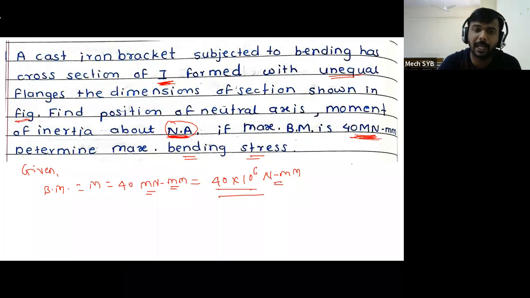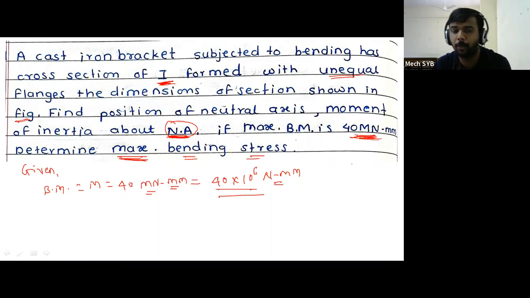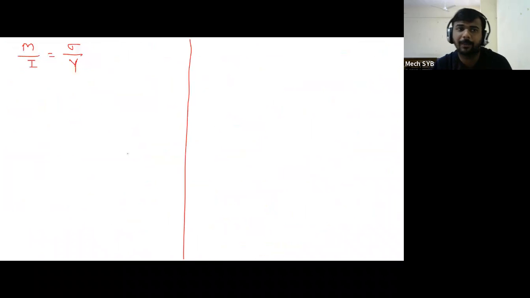But here purposefully they have asked to find out or determine the maximum bending stress, which means we have to calculate the two bending stress values, and from those two values we have to decide the maximum. So for both calculations we have the formula M upon I is equal to sigma upon y. Okay. So first sigma B we have to calculate.